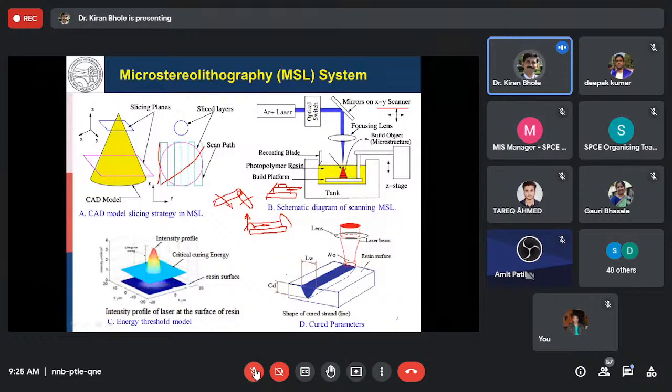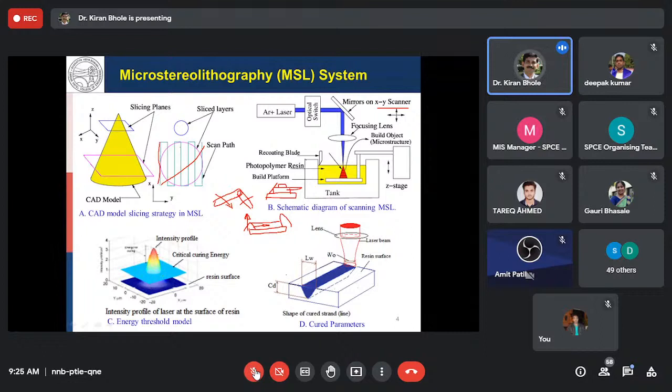You can see here, this is a Gaussian intensity profile, and when we are focusing this laser light onto the photopolymer resin, only when the energy of the laser is beyond the critical energy of the photopolymer resin does the photopolymer get cured, otherwise it will not. So it is essential that the energy of the laser system is beyond the critical energy of the resin.